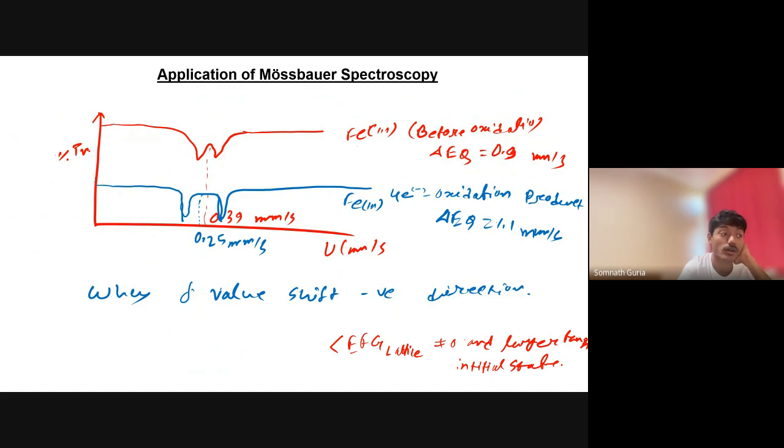As a result, everything is reflected over here. The delta EQ value shifts from 0.9 millimeter per second to 1.1 millimeter per second, and then the delta value shifts from 0.39 to 0.25 millimeter per second. Okay, so I will stop over here.